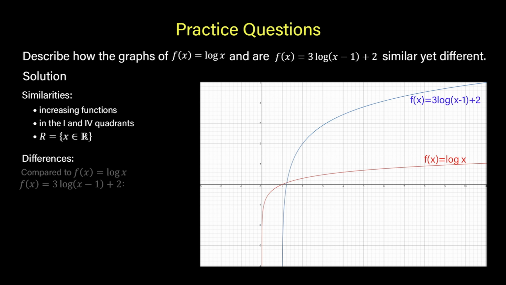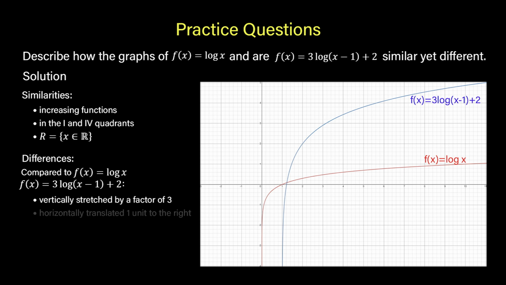Differences. Compared to the first, the second graph is a transformed first one. Vertically stretched by a factor of 3. Horizontally translated 1 unit to the right. And vertically translated 2 units up.